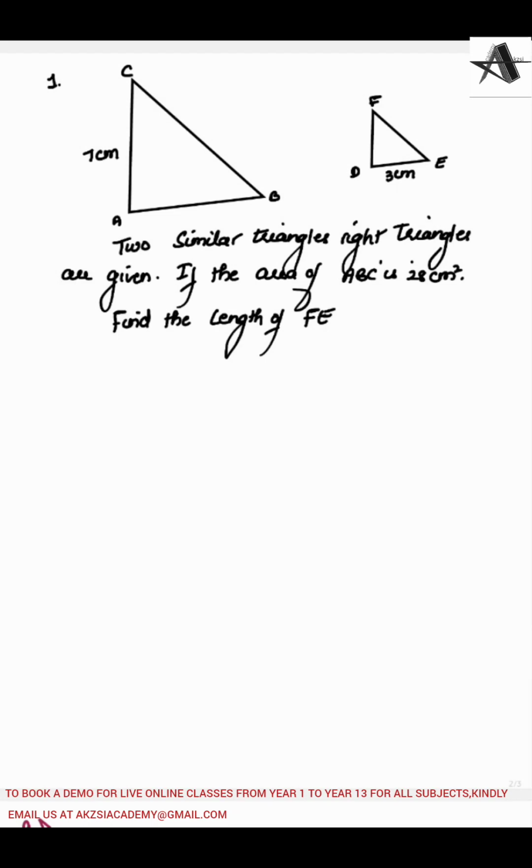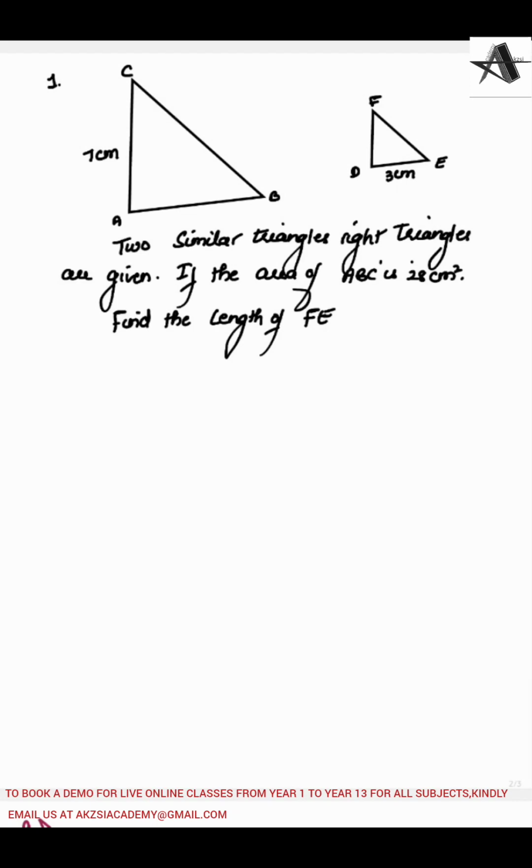So I always say try to go in a reverse order. So they are asking you to calculate FE. So my reverse order thing says that if we have to calculate FE, at least we should know any length of the first triangle ABC, because that will help us in calculating FE as they are similar. So let me shift our focus to triangle ABC.